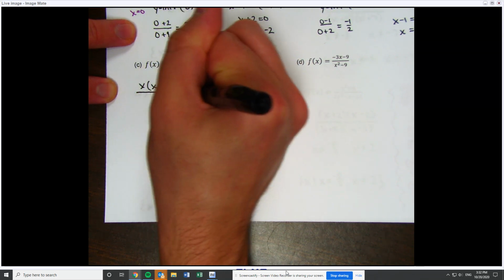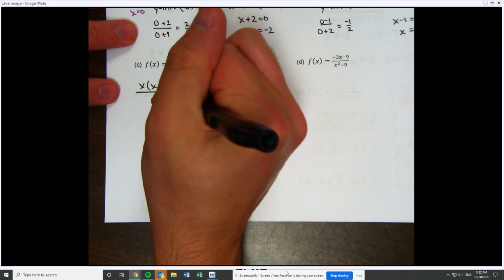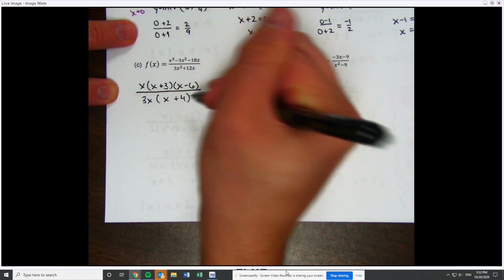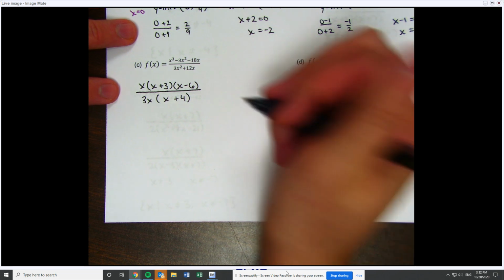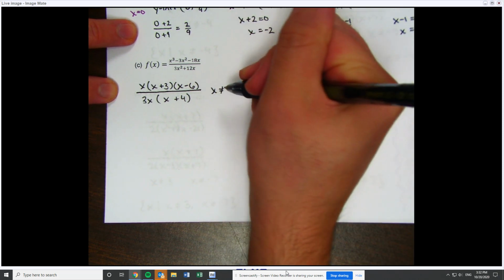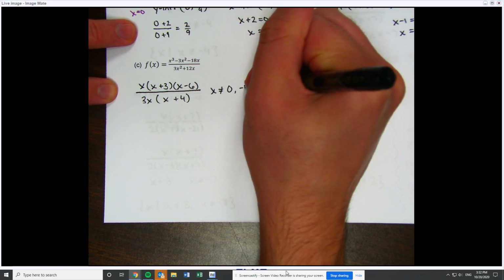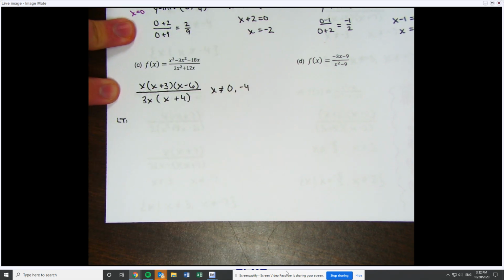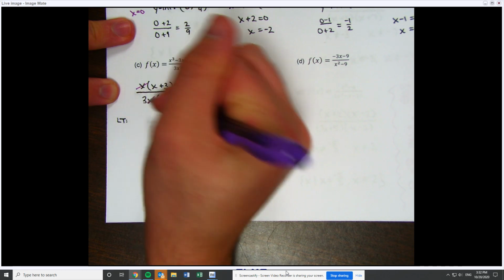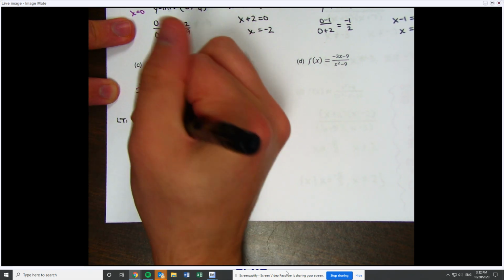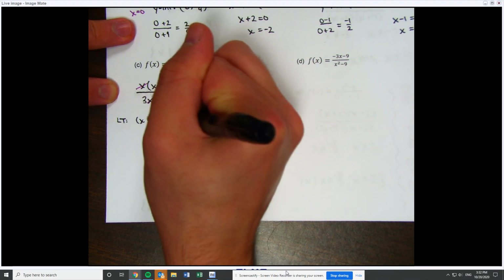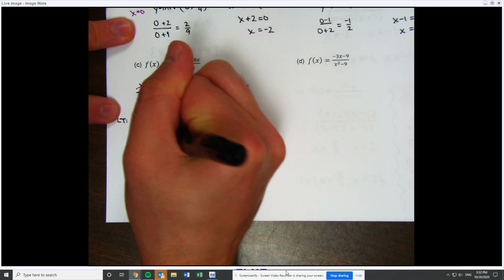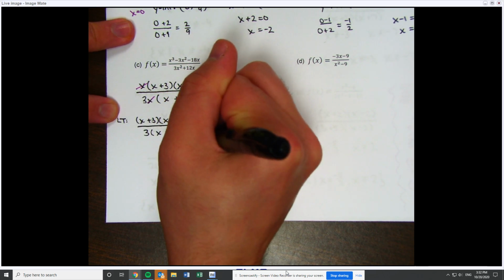Okay, and then for the denominator, I need to factor out a 3x. What's left over is x plus 4. Got it. Now, determining our domain, I see that x cannot equal 0 and -4. All right, now for our lowest terms, we can get rid of x. So now I have (x plus 3)(x minus 6) divided by 3(x plus 4).